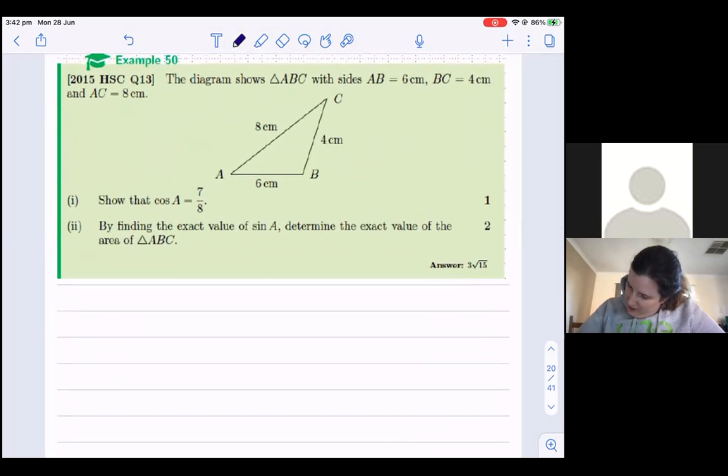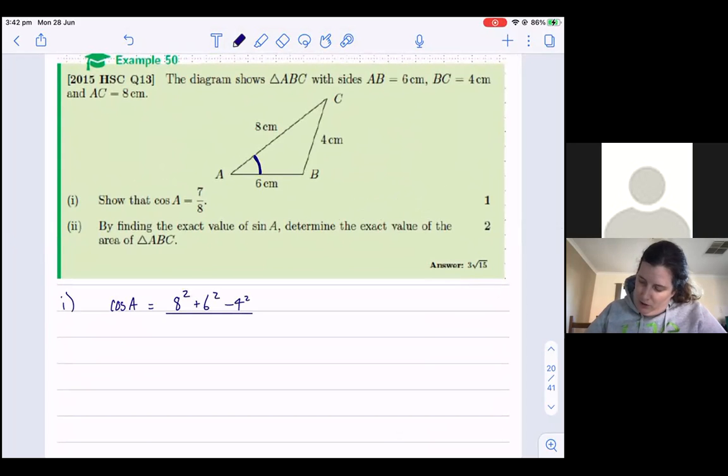Okay, cos A. So we're after cos of this angle. We're just going to use the cosine rule. So I know cos A equals the ones on either side minus the opposite one. So 8 squared plus 6 squared minus 4 squared, all over 2 times the ones on either side, 8 and 6. I'm putting that straight in my calculator. 8 squared plus 6 squared, take 4 squared, over 2 times 8 times 6, 7/8.